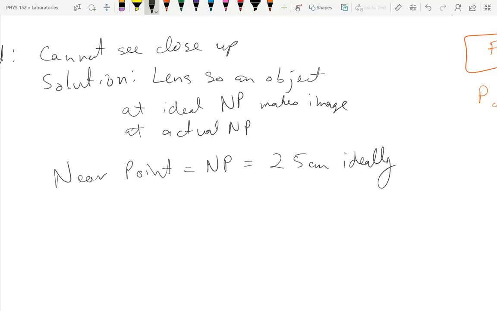Ideally, we say 25 centimeters. What's so ideal about 25 centimeters? It's an average number for people with normal vision. Obviously we'd be happier to see closer. Nothing wrong about seeing closer than 25 centimeters, but that's the average and that's what we use as the ideal near point. So if we have an object at the ideal near point, we want a lens that's going to make an image at the actual near point.